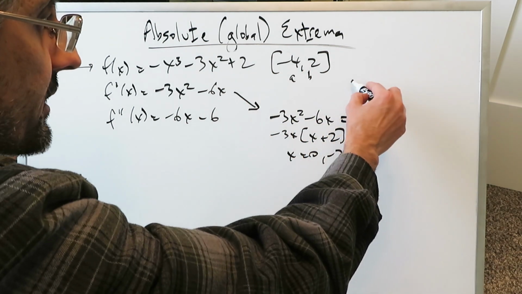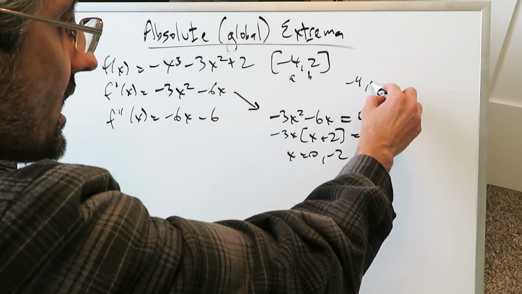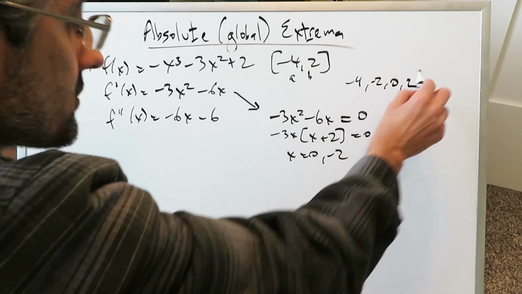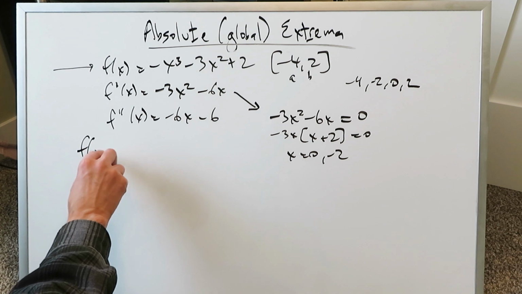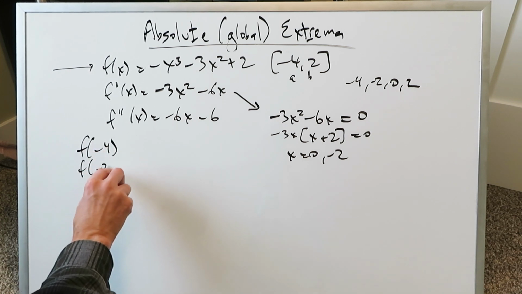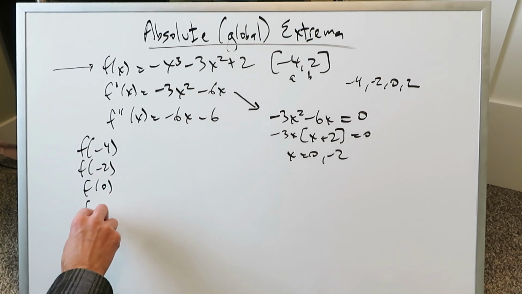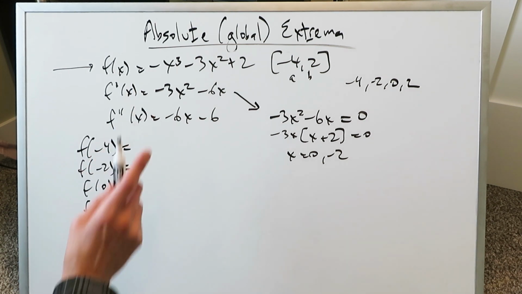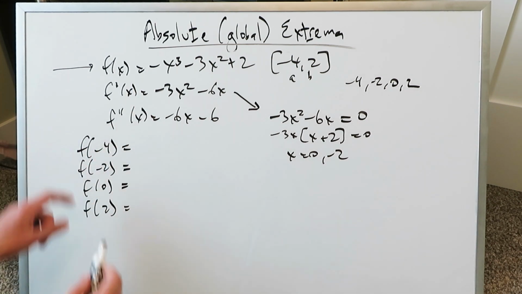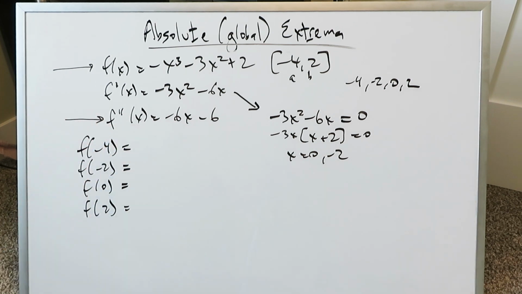I have two critical points and I have endpoints. If I'm writing them all in numerical order, I have a minus 4, I have a minus 2, 0, and a 2. I'm going to evaluate each of those with regards to your original function: f of minus 4, f of minus 2, f of 0, and f of 2. I'm doing this to determine what I have in terms of absolute or global extremes. I will then look at everything else which remains for relative or localized extremes.